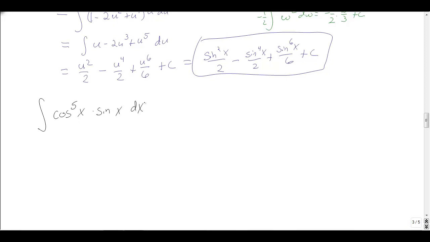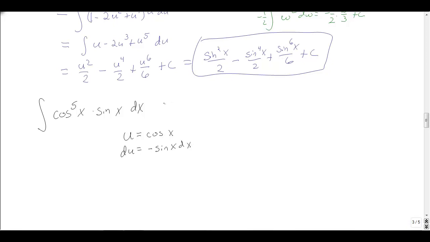So here's what I was hoping people would do. I think I saw a few of these. Is you say, well, I've got cosine to the 5th x, but I've got a sine x dx. And so what I want to do is use a u equals cosine x. Well, then du is negative sine x dx.